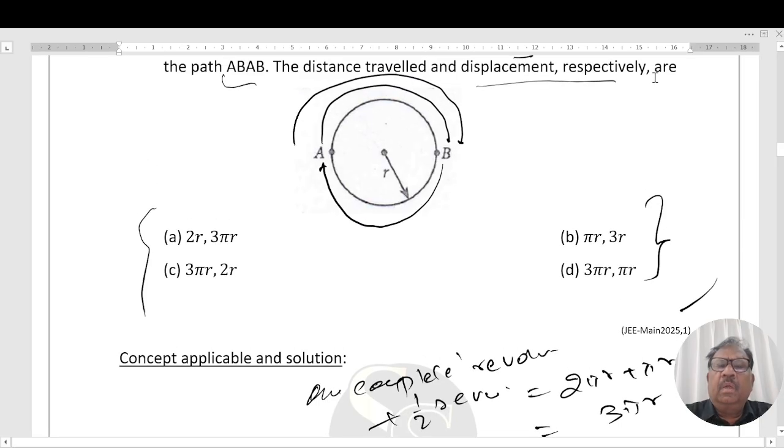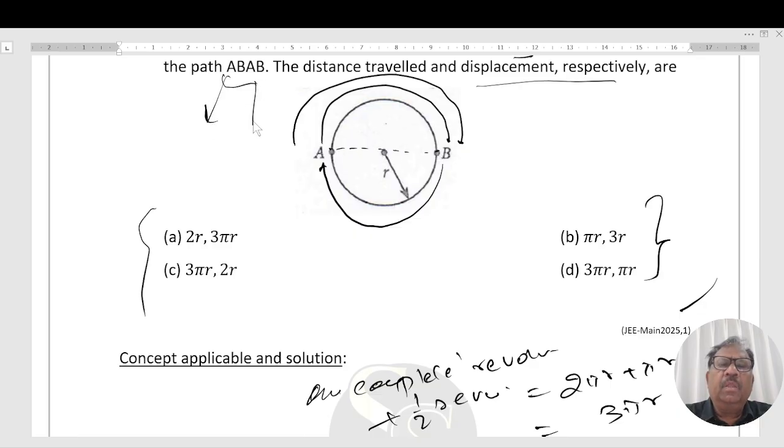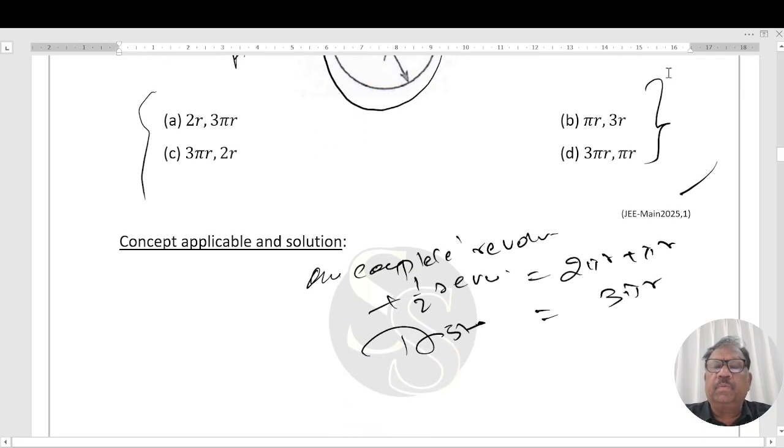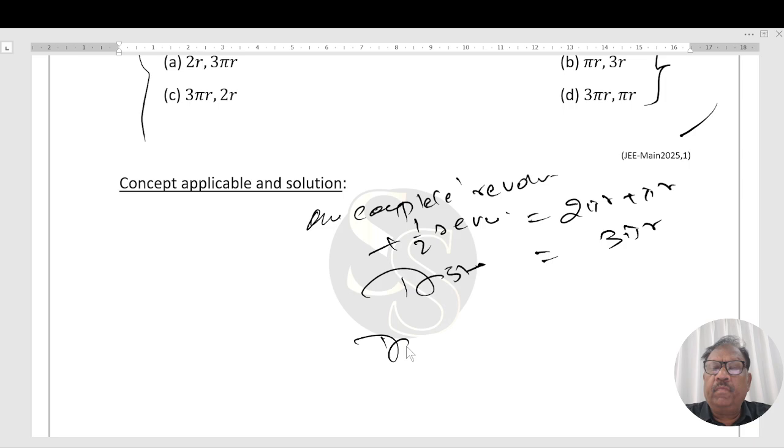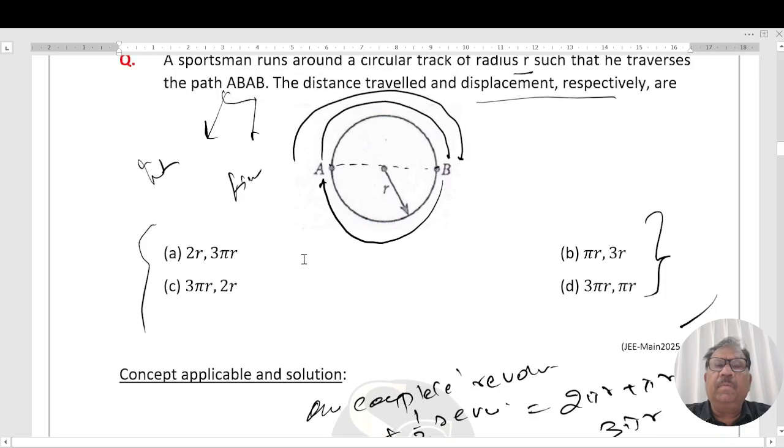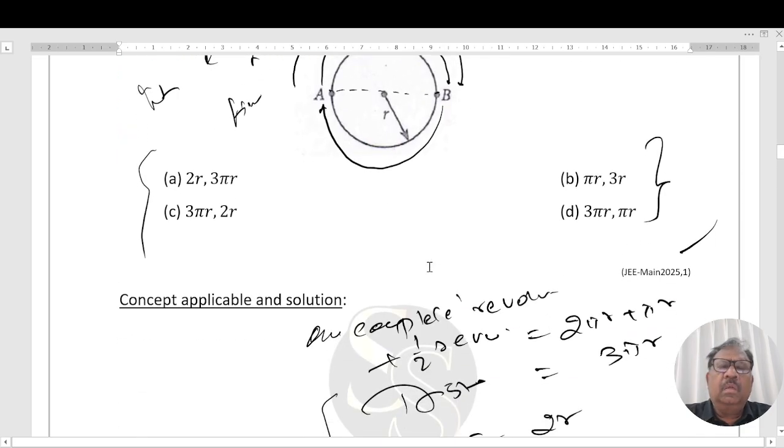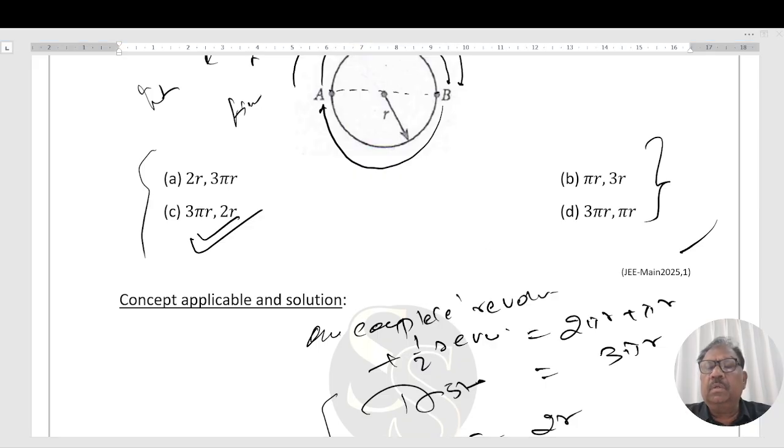And displacement is the distance between the initial position and the final position. This is the initial position, this is the final position. The distance between the initial and final position is the displacement. That is, displacement is 2r. So the correct answer will be option C. Right? Next question.